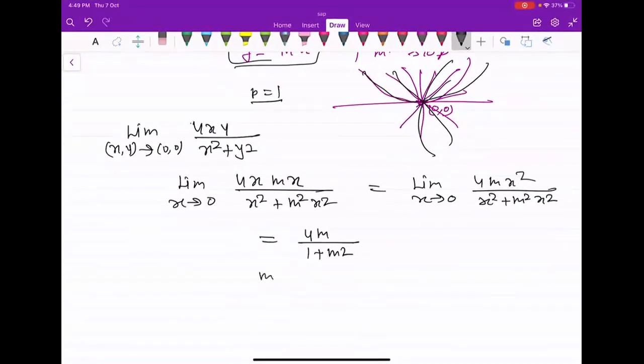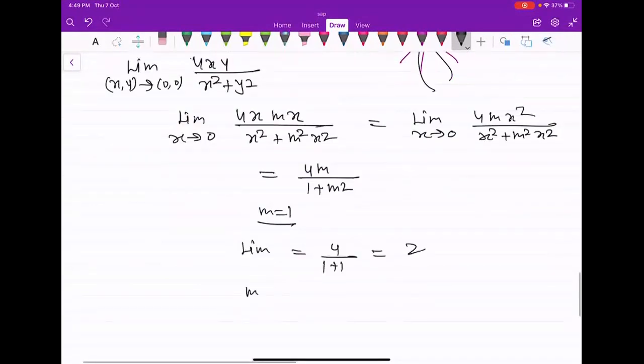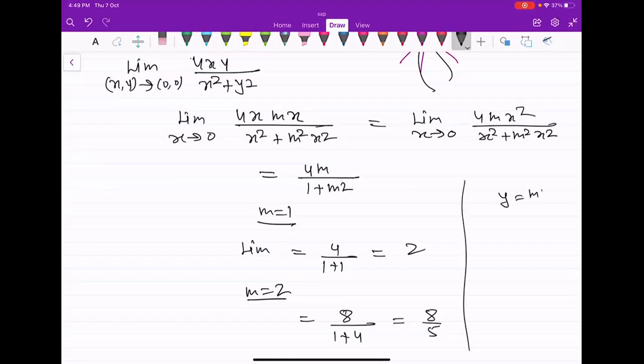So if m equal to 1, suppose, in that case the value of the limit is 4 upon 1 plus 1, which is 2. If m equal to 2, you are getting a different value: 8 upon 1 plus 4, that is 8 upon 5. So when you are taking y equal to x, the limit is coming out to be 2, and when you take y equal to 2x, you get the limit value as 8 upon 5. So you are getting two different limits, then we will say the limit does not exist.